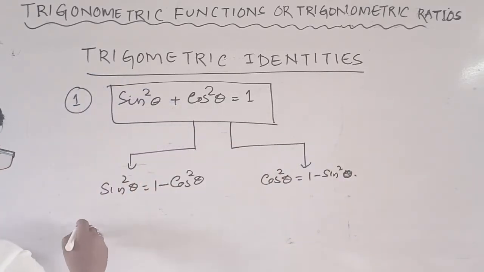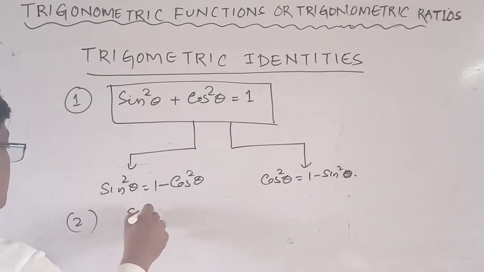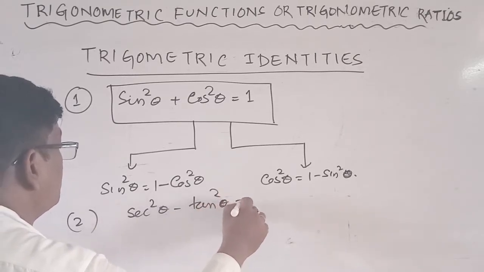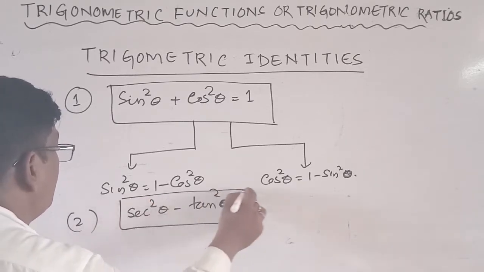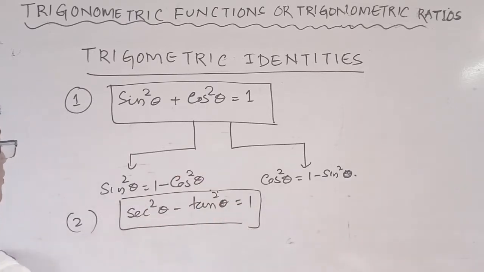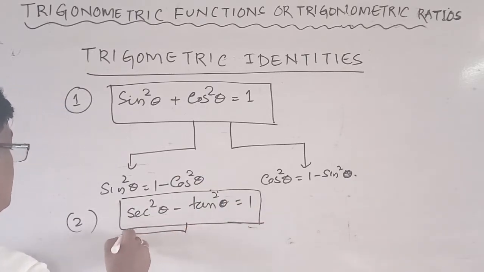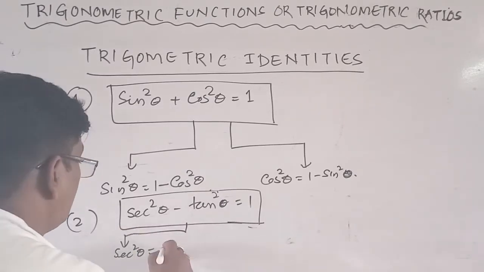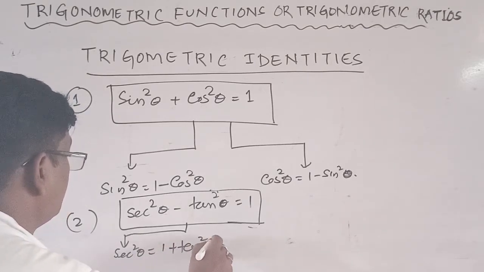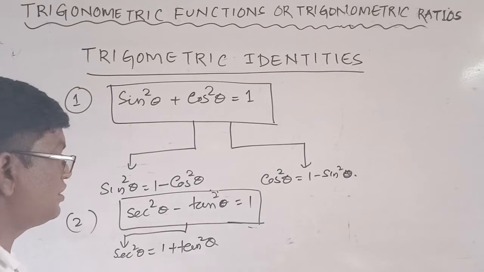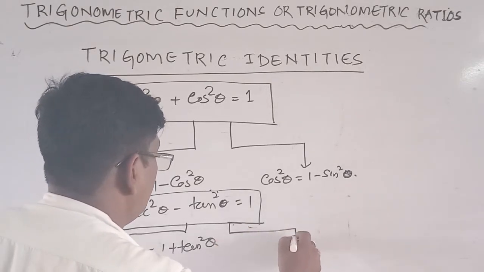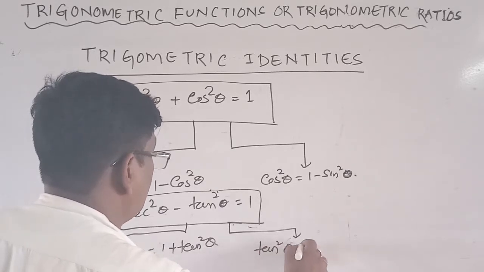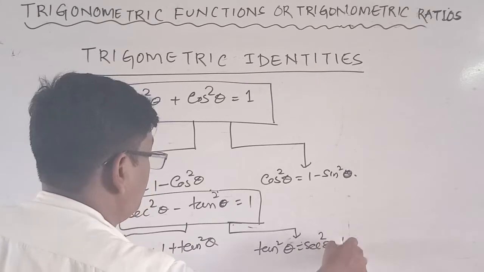Now second formula, sec square theta minus tan square theta is equal to 1. This is the main formula. From this we can find sec square theta is equal to 1 plus tan square theta, and from this tan square theta is equal to sec square theta minus 1.